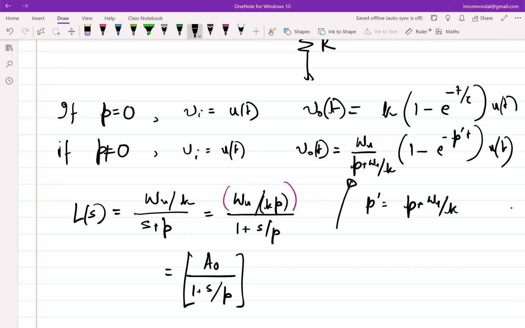Okay. So now let's sketch the phase part also. This is mod of L of j omega.